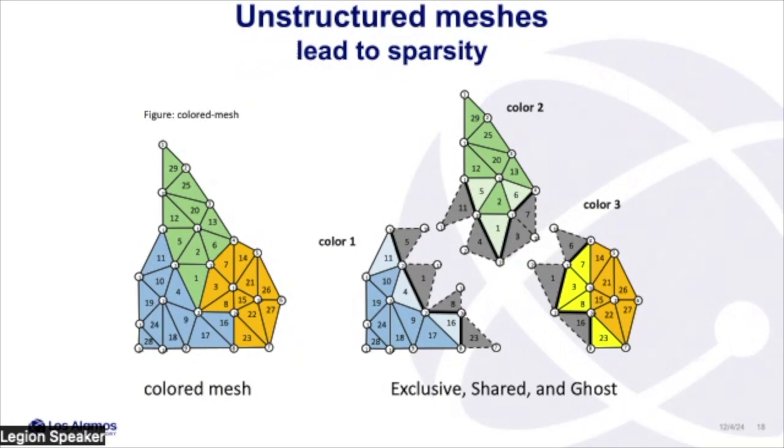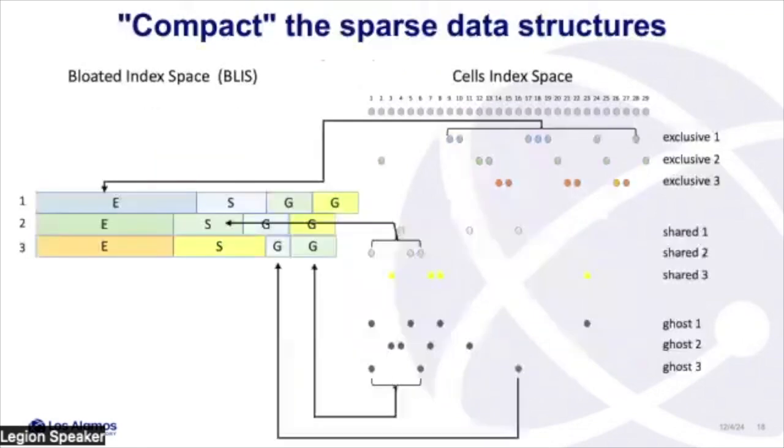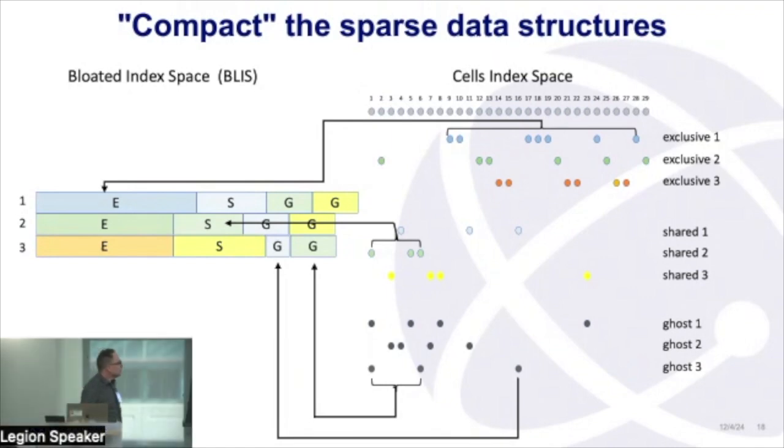So we're looking at a simple example of an unstructured mesh in 3 colors on the left. On the right, the shared cells are shown in a slightly lighter shade, and all the needed ghost data are in gray. If we line that up in a 1D index space, as on the right, you can see that our data is going to be quite sparse.